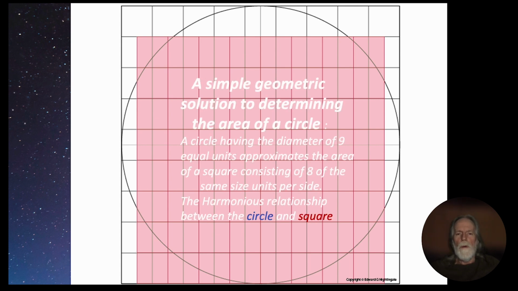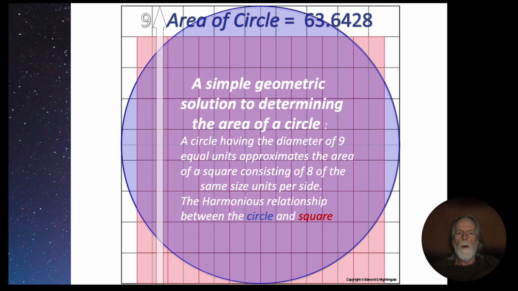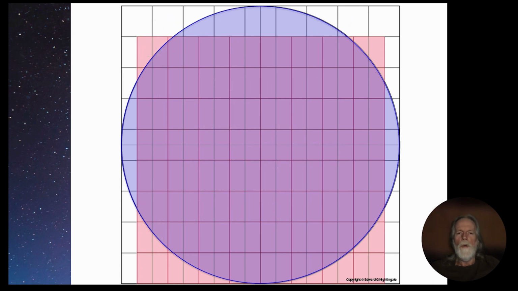Any circle with its diameter divided into 9 equal units approximates the area of a square consisting of 8 of those same size units per side. So a square having the area of 64 and a circle having the area of 63.6428. Now that is using pi with the value of 3.142857, or the fraction of 22/7 that was often used by the Egyptians.